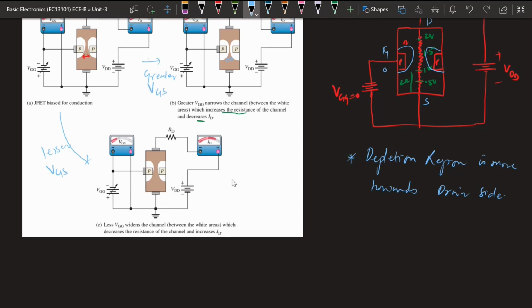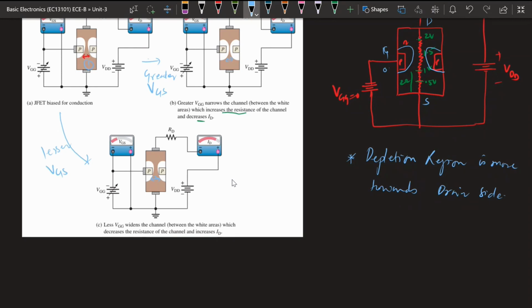So if we are increasing the VGS in the negative direction greater than this, then the depletion width will be high, or the channel width will be reduced. In this case, if we are reducing the gate to source voltage less than this one, then it will be less reverse bias, so the depletion region will be reduced and the width will be high. So channel width is greater.